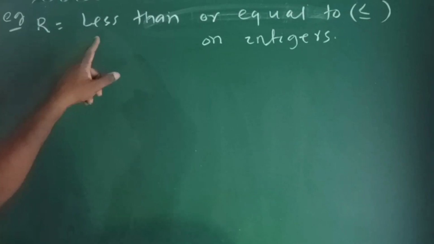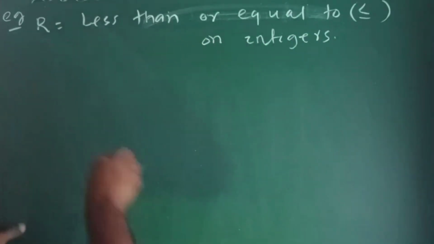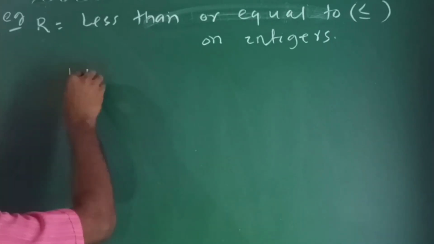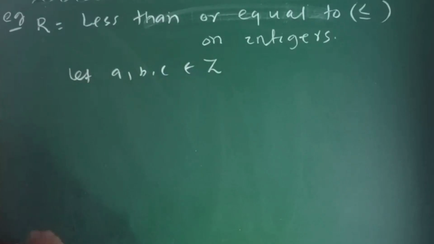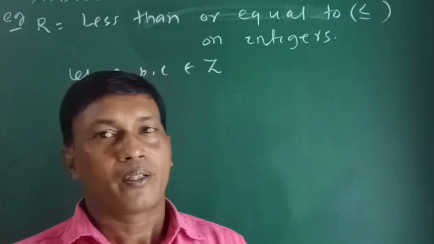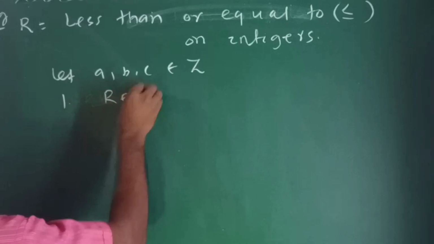R is a relation defined as less than or equal to on integers. Let A, B, C belong to Z. That means these are three integers. The first case is, we know that every integer is less than or equal to, greater than or equal to itself. So this is reflexive.